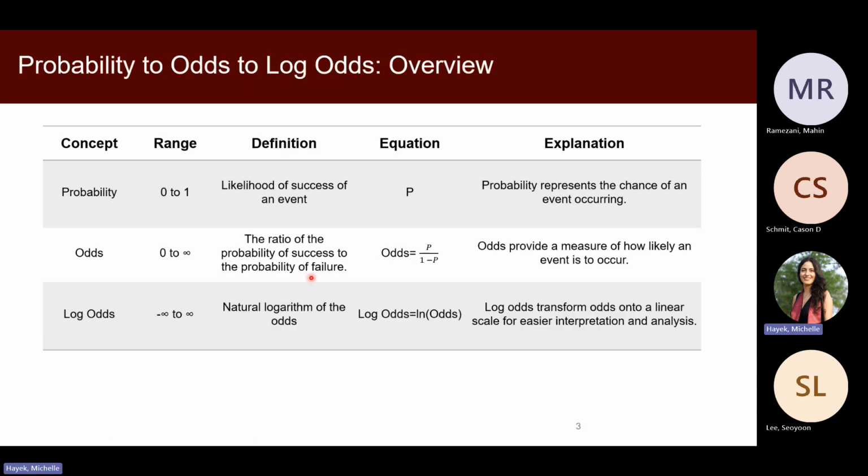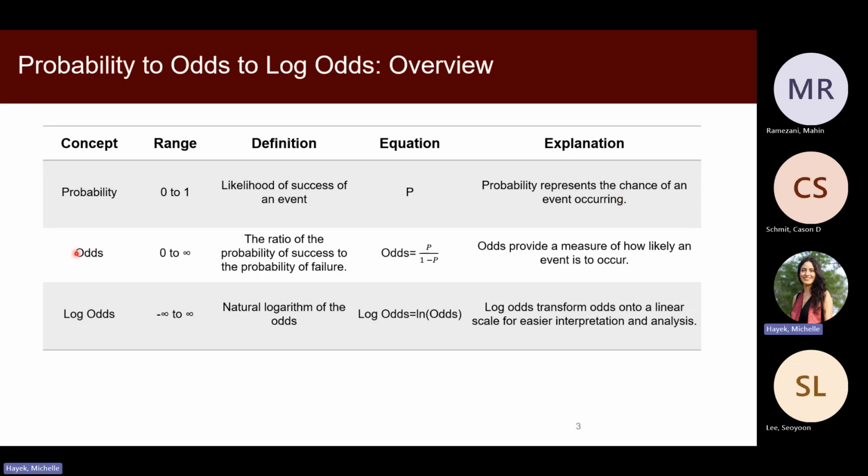So we're going to talk about an overview of how we go from probability to odds and then to log odds, which is the equation that we use. So first of all, a probability ranges from 0 to 1, and it's the likelihood of success of an event, which is represented by P. And it represents the chance of an event occurring.